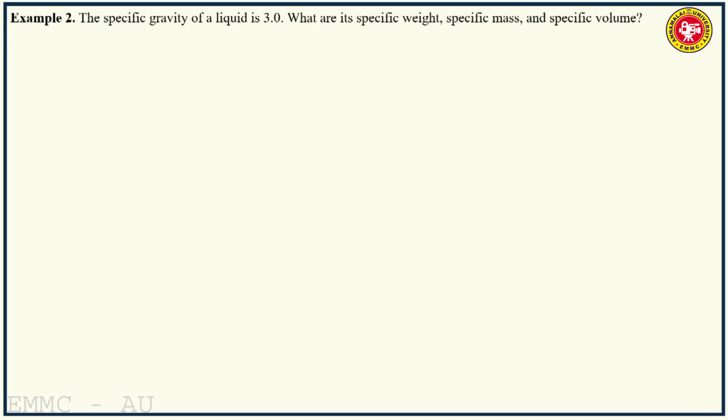Now another problem, again on the utility of these in understanding the concepts, the properties we have discussed better. The specific gravity of a liquid is 3. What are its specific weight, specific mass and specific volume? So what is given? Only the specific gravity of the liquid is given, 3. You are asked to find out the specific weight, specific volume, and then specific mass. Specific mass is nothing but the mass density, the other name for mass density. So these are the 3 things to be found out.